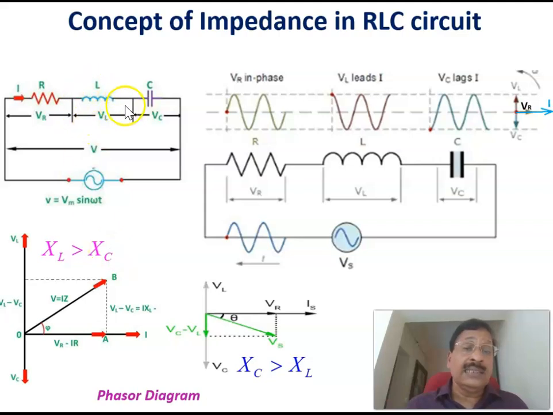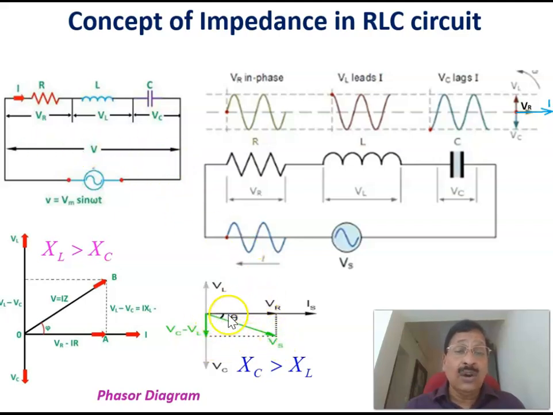The inductive reactance is more than the capacitive reactance. This happens because in that case, VL will be more than VC. But in another case, when XC is more than XL, VC will be more than VL. See this one? Here VC will be more than VL, so this is the net voltage between the inductor and capacitor, which is vectorially added with the voltage across the resistor. Therefore, this is the net voltage.